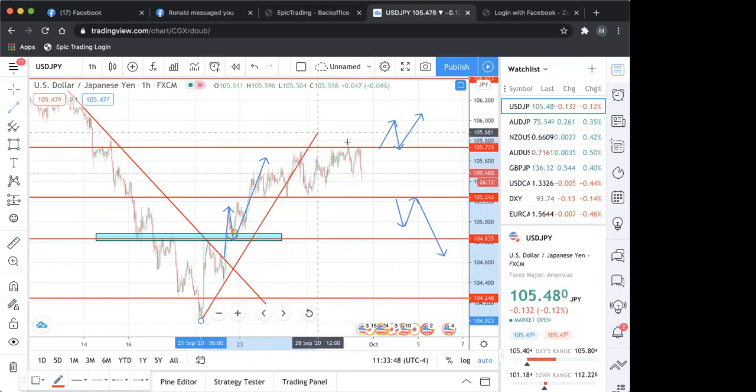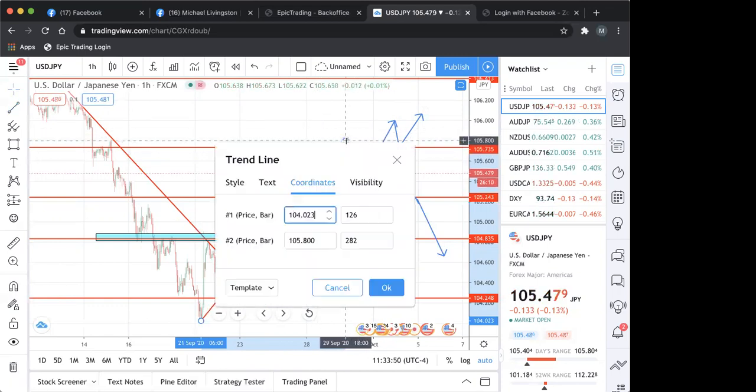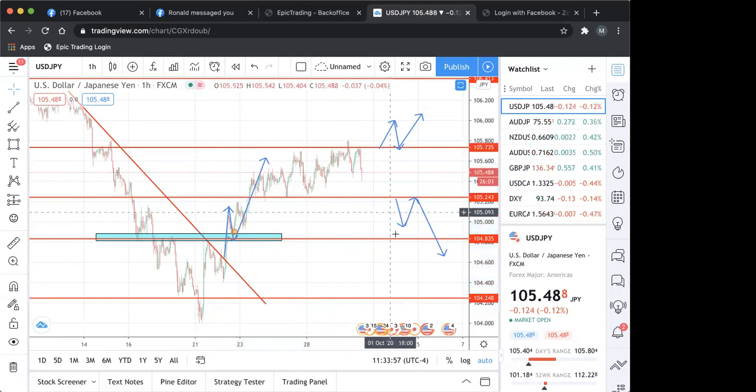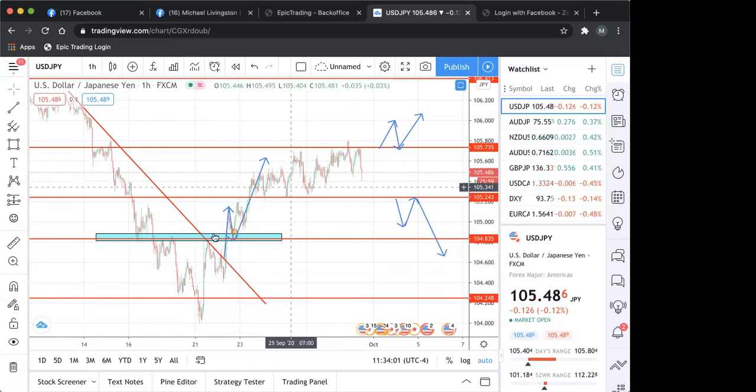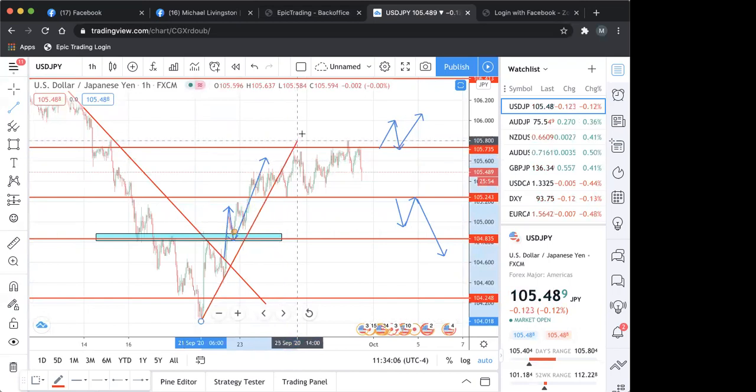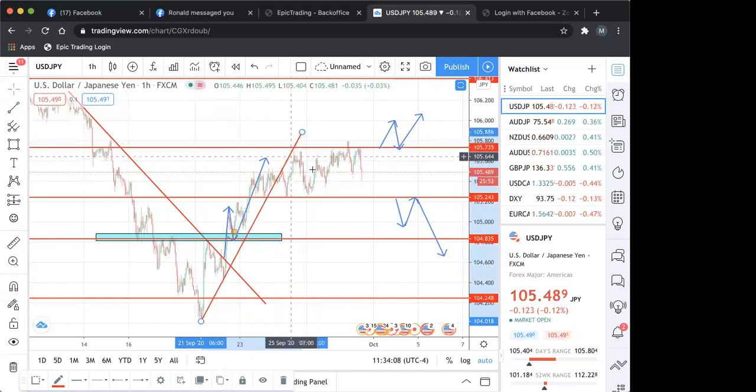So if price does break, let me delete this. Whoops. If price does break, then it's in a downtrend because this trend line right here has been broken. If we were to draw a trend line right here, it's been broken, but after it broke, it's just been consolidating. So really, it's just making up its mind which way it's going to go, and we're going to be able to tell that by which way it breaks, and then if it retests, it retests. If it doesn't, it doesn't.